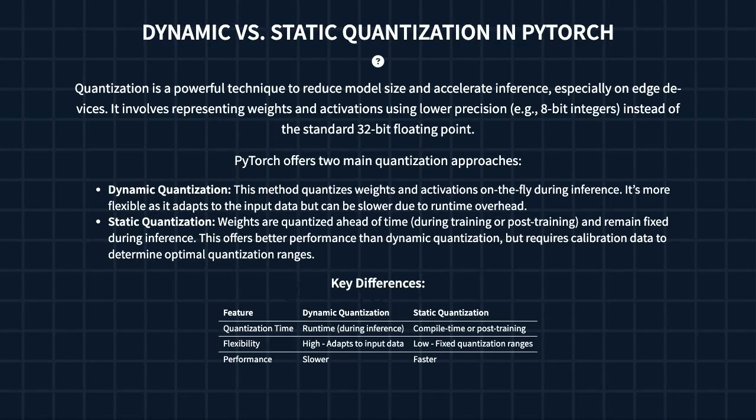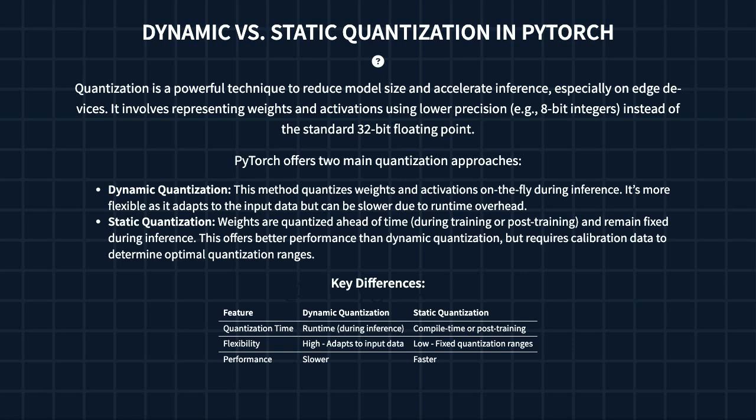Okay, let's talk about quantization in Pytorch. It's a super important technique for making your models run faster and smaller, especially on mobile or embedded devices. Essentially, we're shrinking the numbers representing our model's parameters and activations. There are two main ways to do this: dynamic and static quantization. Dynamic quantization happens during inference, meaning as you're running the model to make predictions. It's really flexible because it adjusts based on what data is coming through, but it can be a little slower.